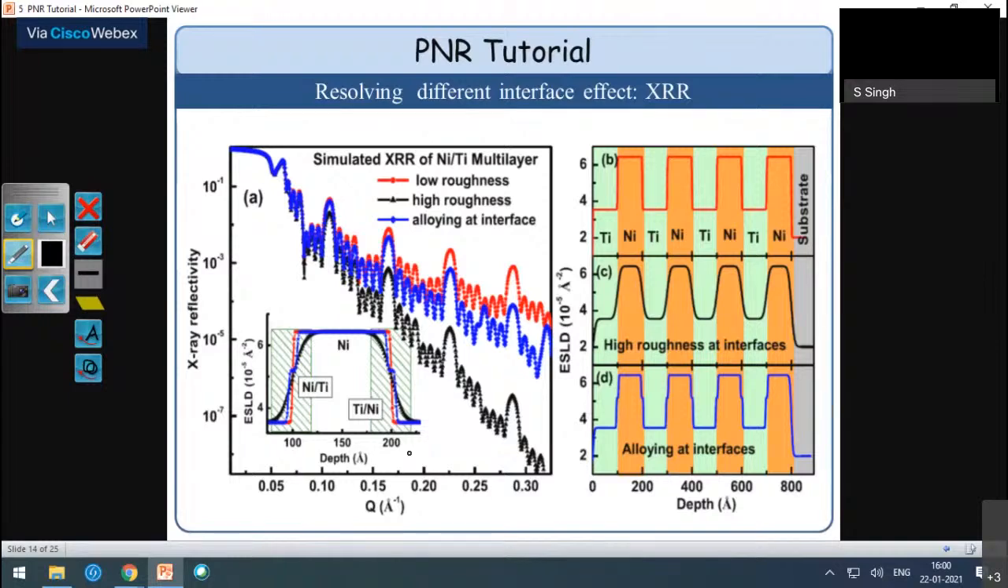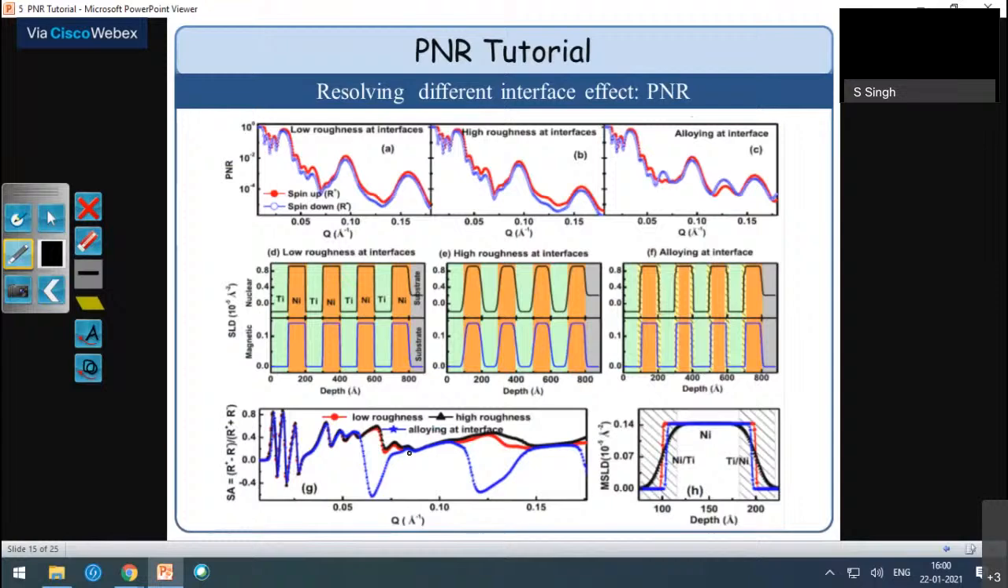And PNR is more handy in this respect, because if we have a magnetic sample, we have two kinds of reflectivity: this red one is R plus, spin up, and this blue one is R minus, or spin down, neutron reflectivity. Here I've shown the three cases which I just explained for X-ray. Low roughness gives a nice reflectivity pattern, and a Bragg peak comes because repeatability is there. As roughness increases, the reflectivity falls down; you can see the second order Bragg peak, which was here, has gone down because of roughness.